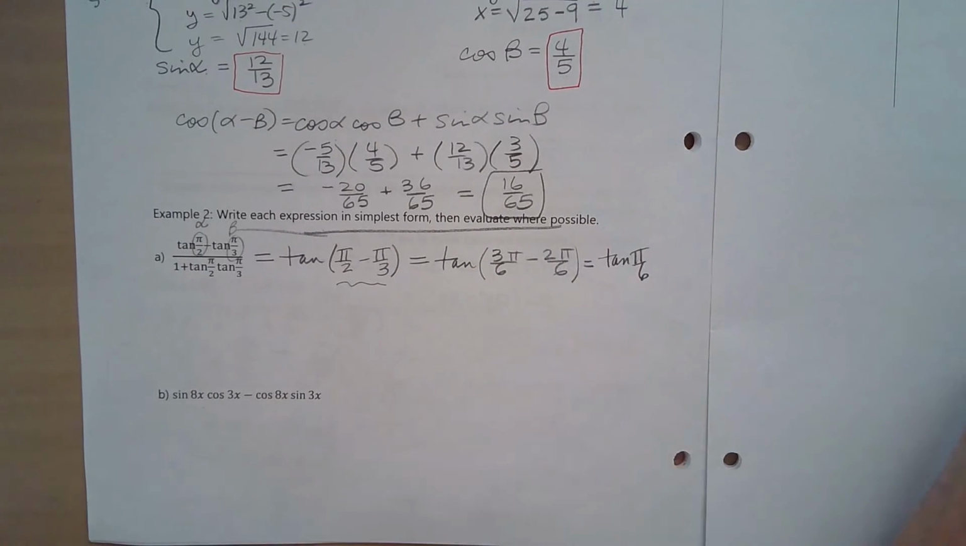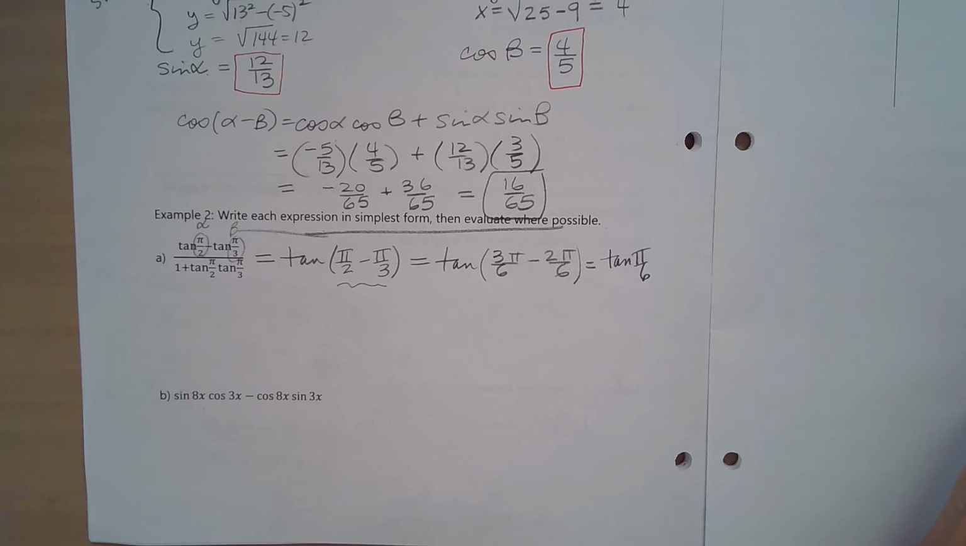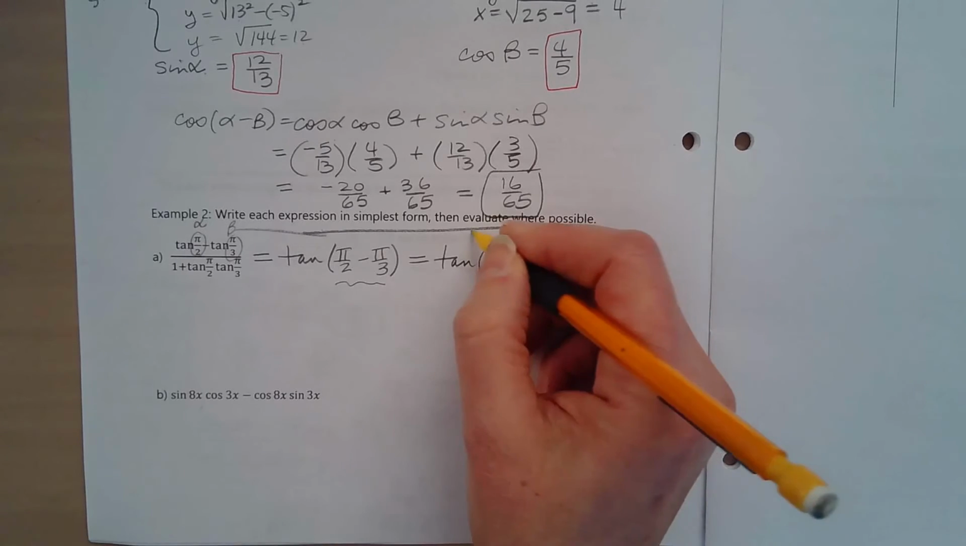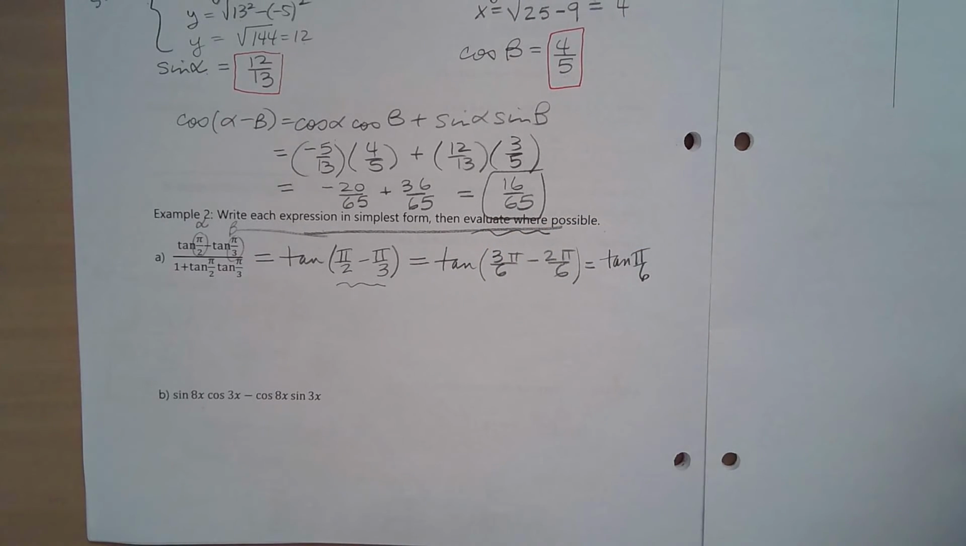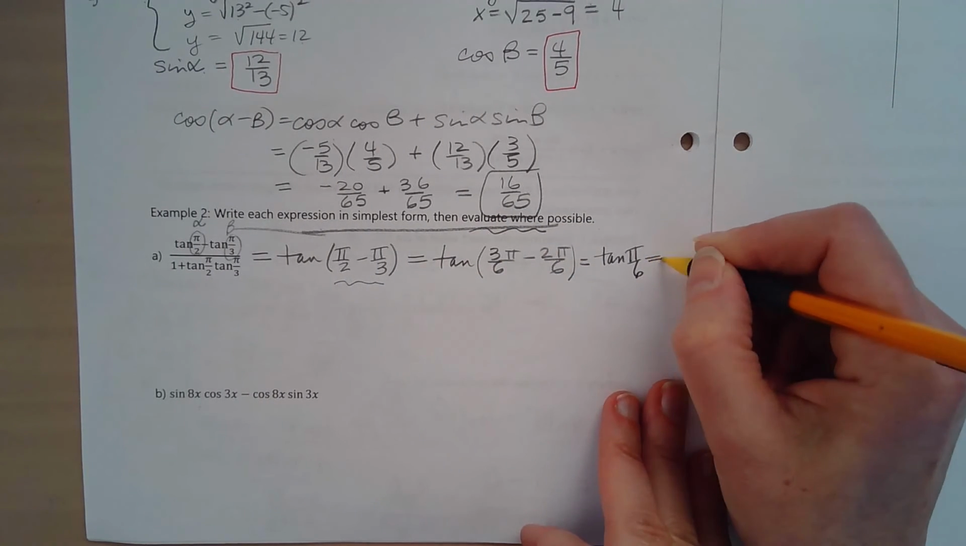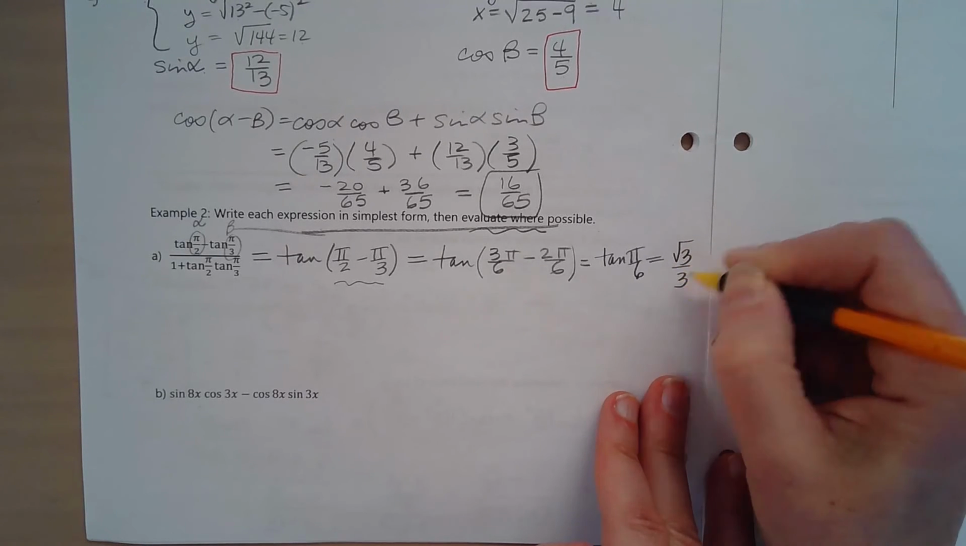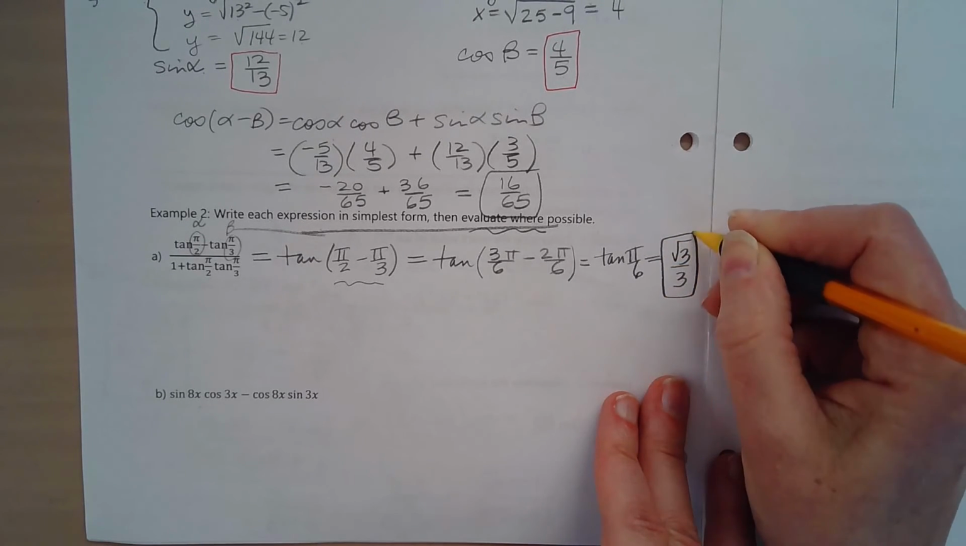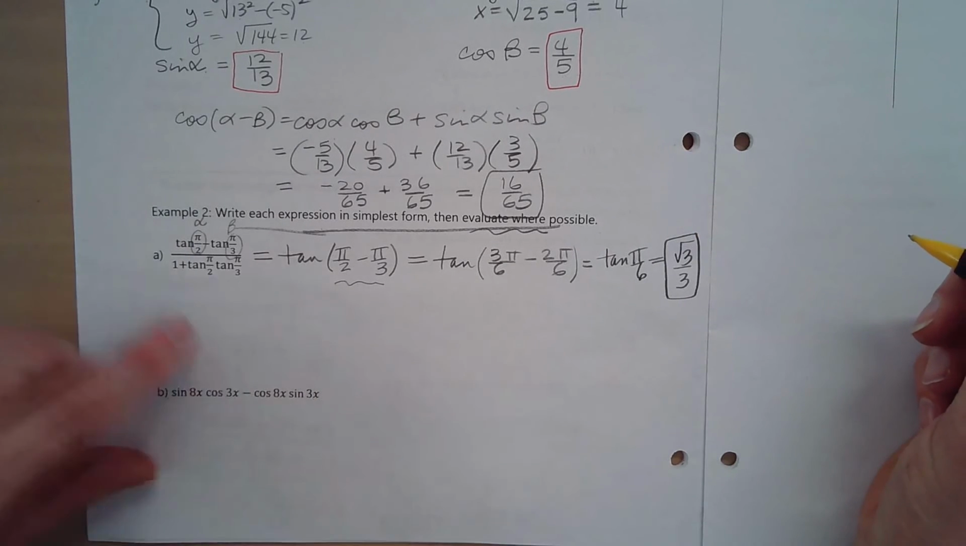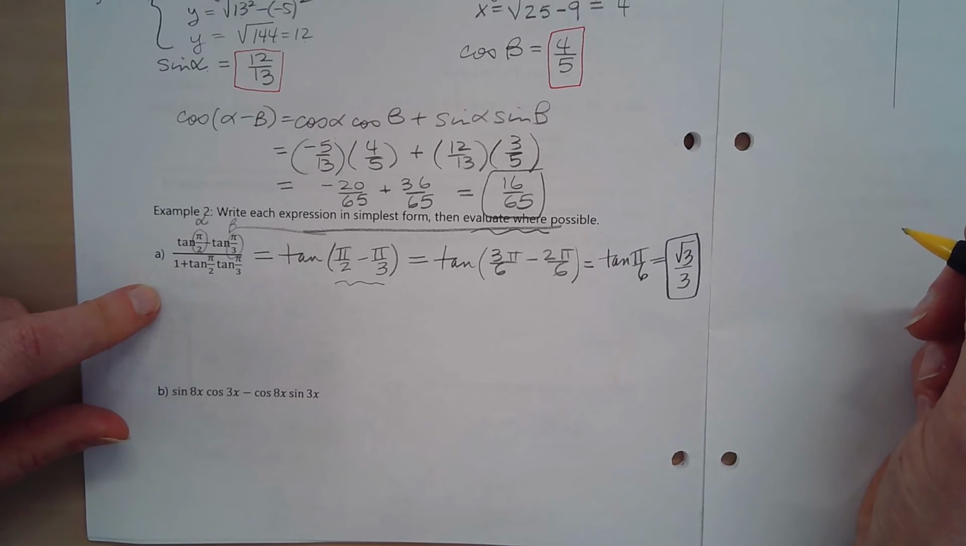Can that be simplified? Can I go further? I can't simplify anymore, but I could find the value, right? Evaluate when possible. What's tan of pi on 6? 1 over root 3 or root 3 on 3, right? So using our identities, we actually found the value of this.